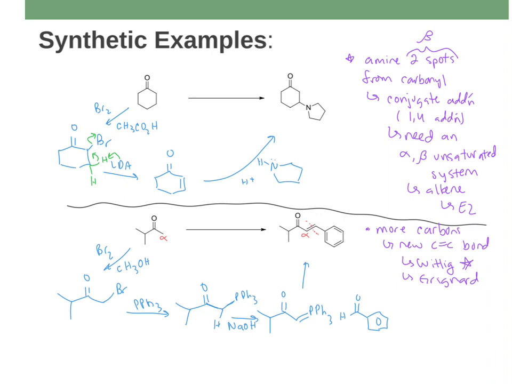You know, maybe you want to do a substitution at the alpha spot, like the bottom one. Maybe you want to do an elimination to get an alpha-beta unsaturated system, like in the top one. So anyways, I hope that gives you a better sense of what the alpha halogenations are like. Do lots of practice, happy studying, and good luck.